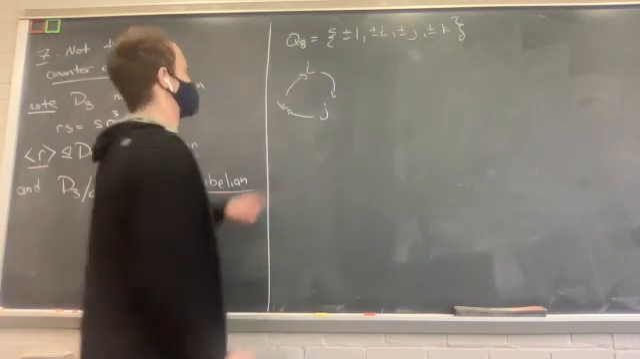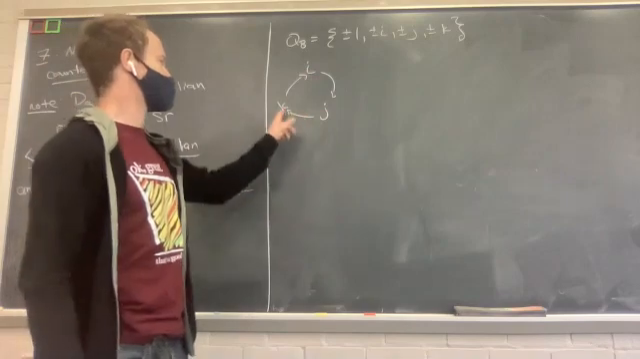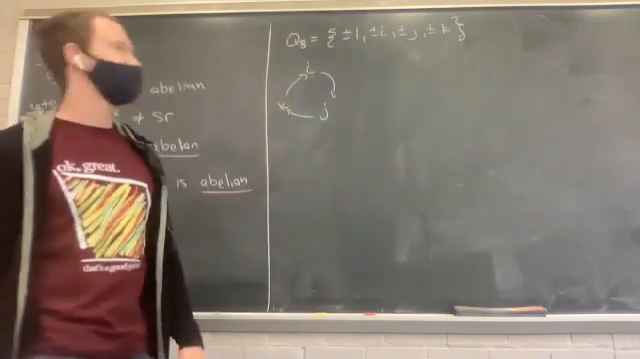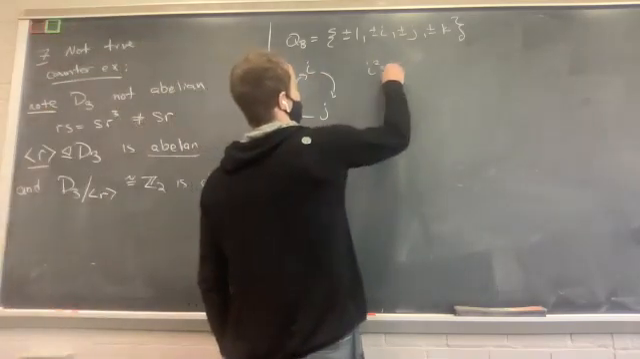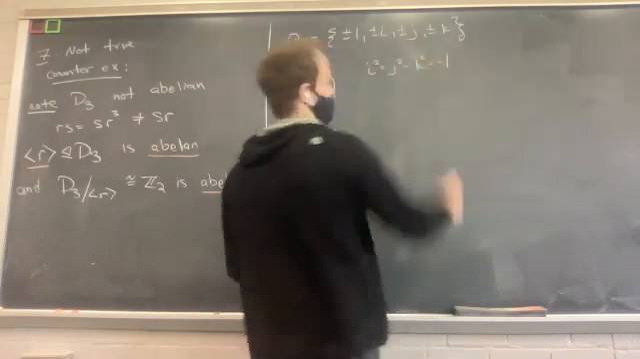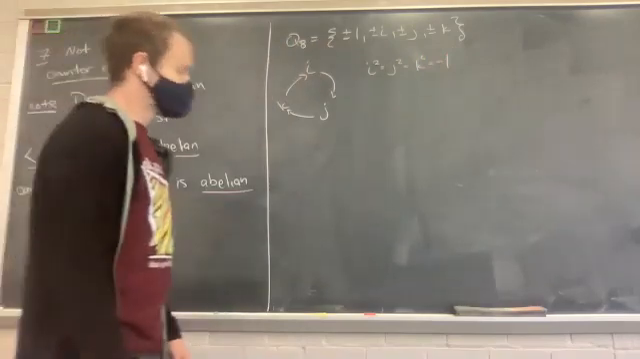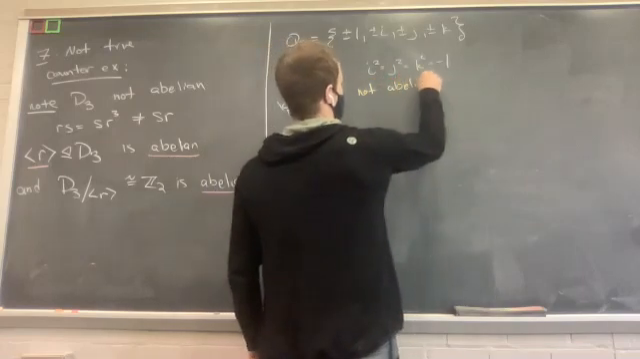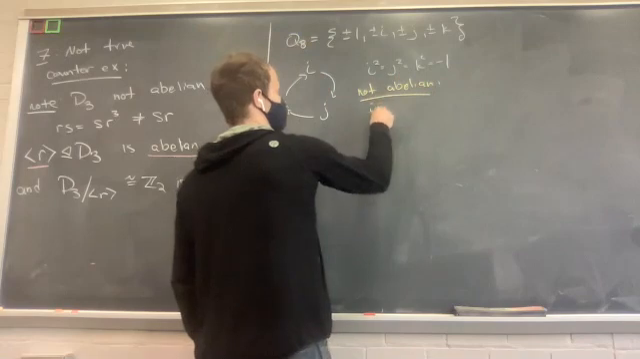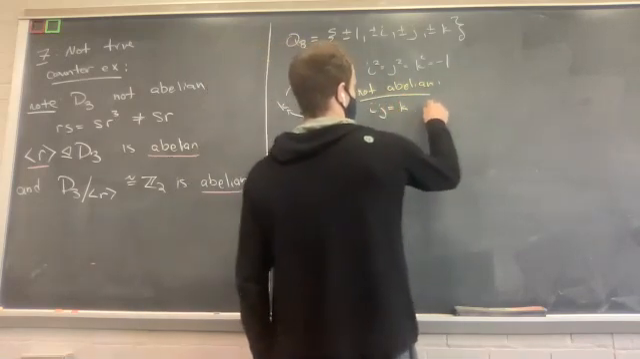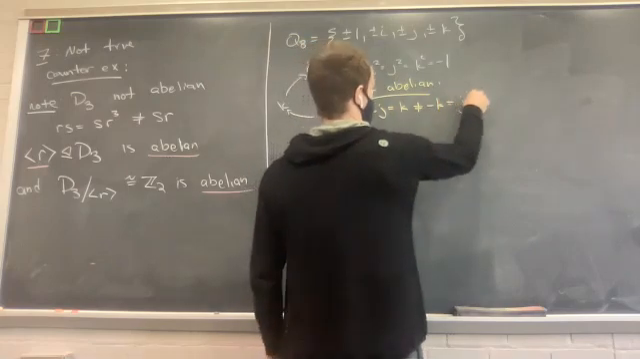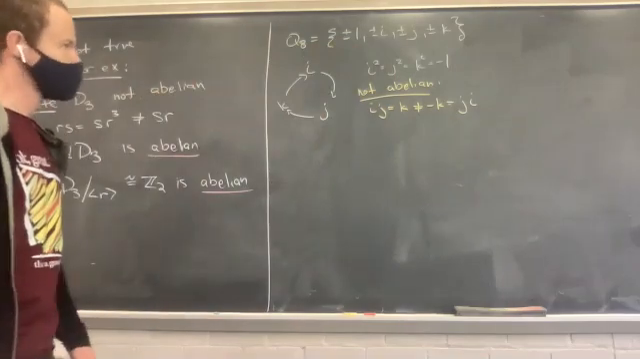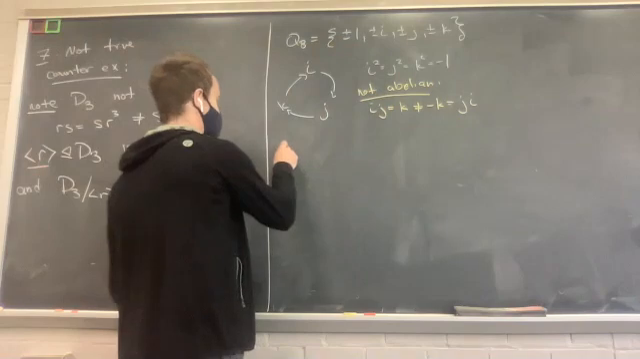So remember, there's this loop. So i times j is equal to k, j times k is equal to i, k times i is equal to j. But if you reverse the arrows, you get the minus sign, right? And also i squared is the same thing as j squared is the same thing as k squared is the same thing as -1. So this is not abelian, because ij is equal to k, but that's not equal to -k, which is equal to ji. So again, not abelian.